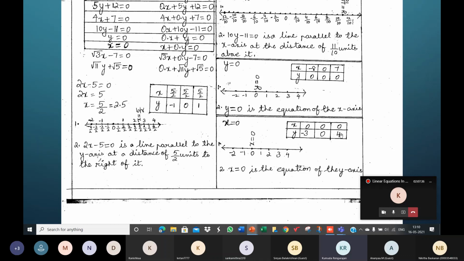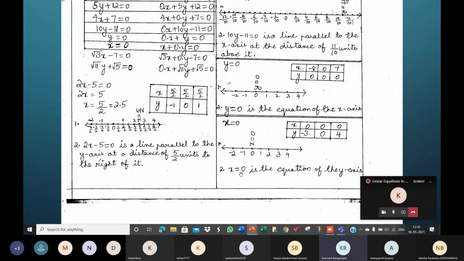Similarly, when we plot these points (0, -3), (0, 0), (0, 4) and join them by a straight line, we will see that the line coincides with the y-axis itself. So x is equal to 0 is the equation of the y-axis.